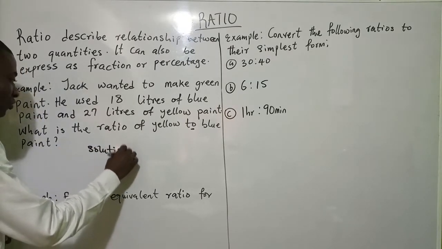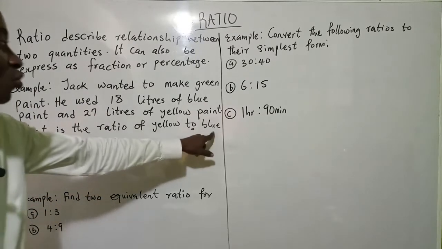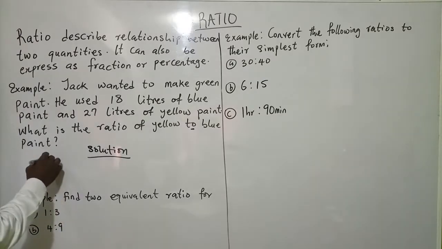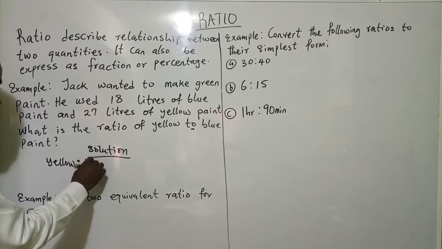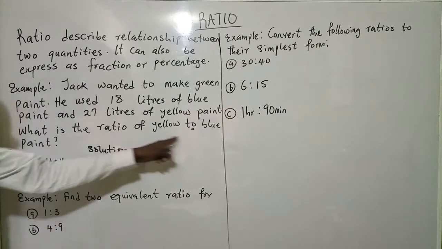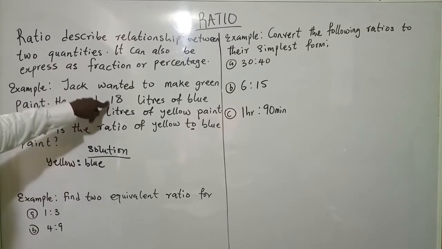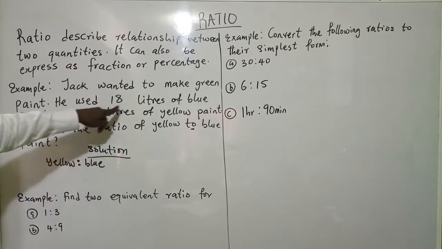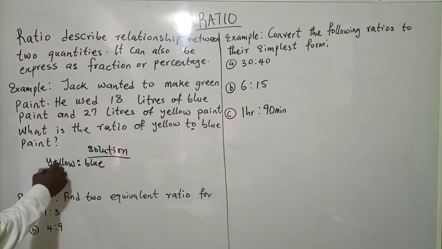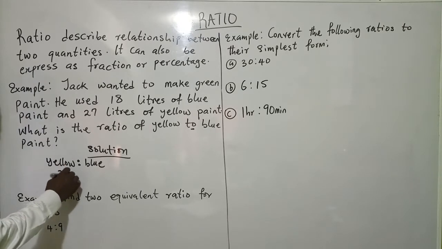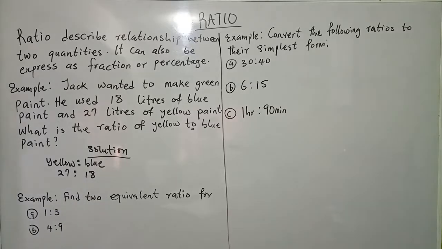You write solution. The relationship is between what? Yellow to blue. So that is yellow ratio blue. Yellow to blue paint. And so how many liters of yellow did he use? We have 18 liters of blue and 27 liters of yellow paint. So yellow is 27, and blue is 18 liters.